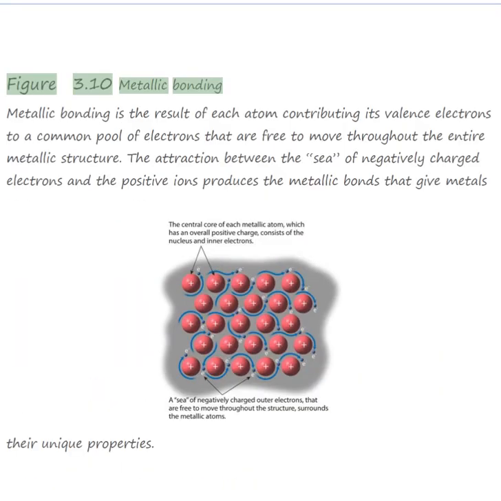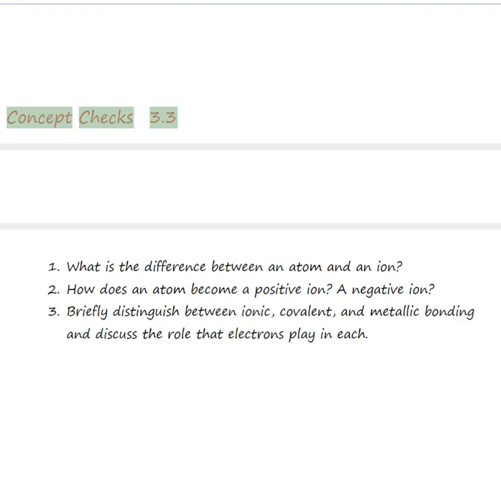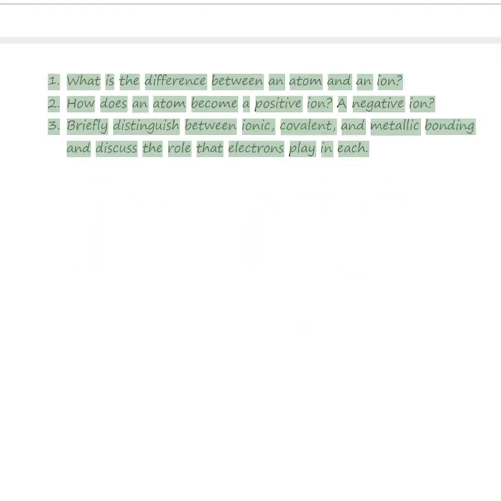Figure 3.10 Metallic bonding. Concept checks 3.3. 1. What is the difference between an atom and an ion? 2. How does an atom become a positive ion? A negative ion? 3. Briefly distinguish between ionic, covalent, and metallic bonding and discuss the role that electrons play in each.